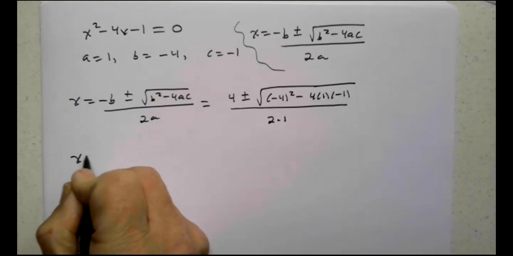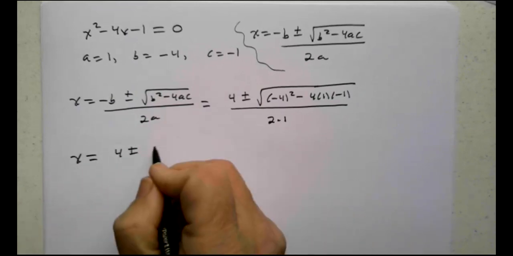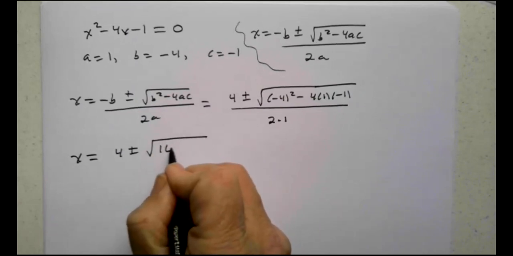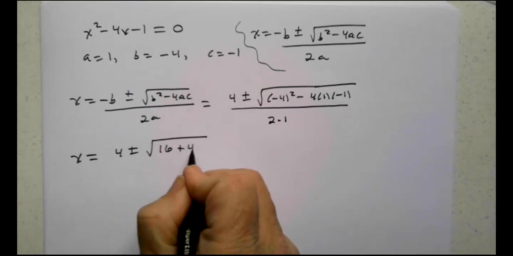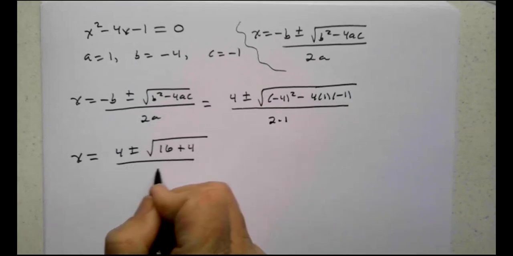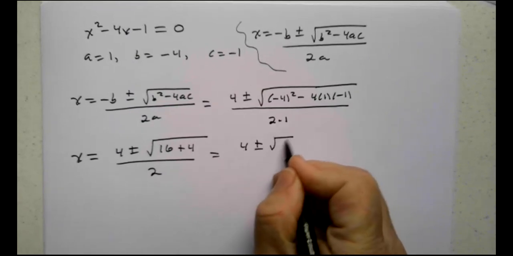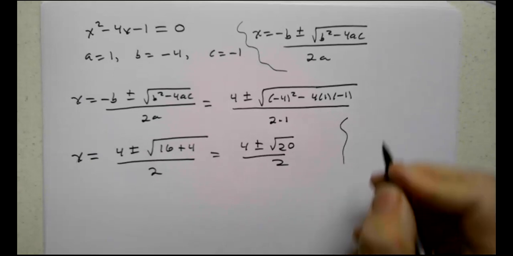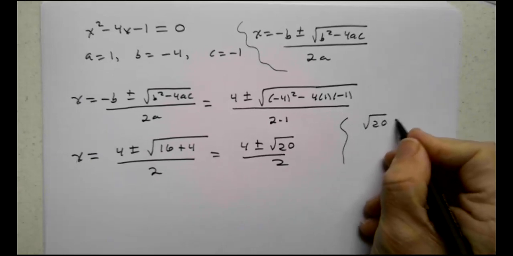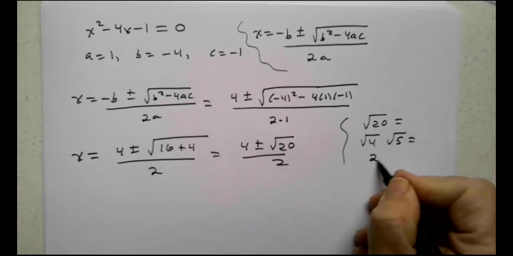So we get x equals 4, plus or minus the square root of negative 4 times negative 4 is 16. 4 times negative 1 is negative 4, minus negative 4 would become plus 4, all over 2, which is 4 plus or minus root 20 over 2. We probably should simplify square root of 20. Square root of 20 is square root of 4 times square root of 5, which is 2 root 5.